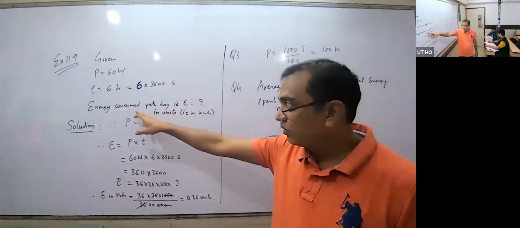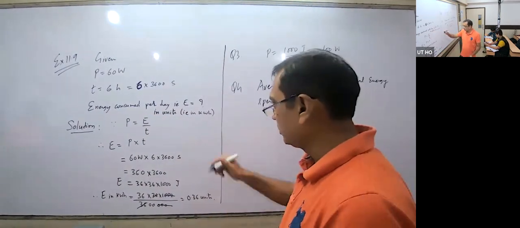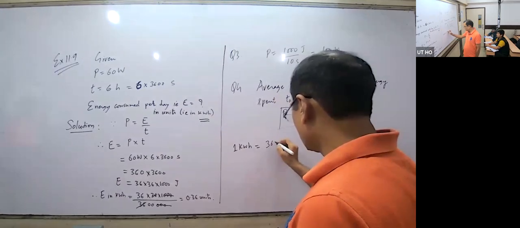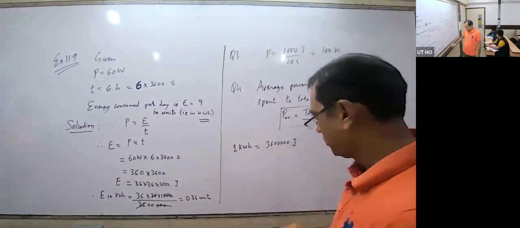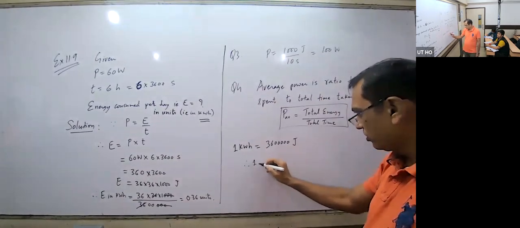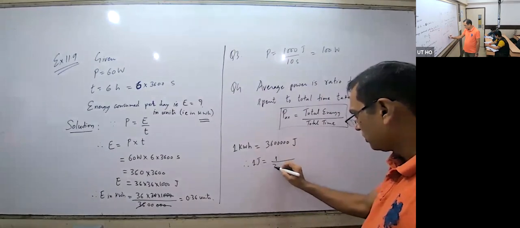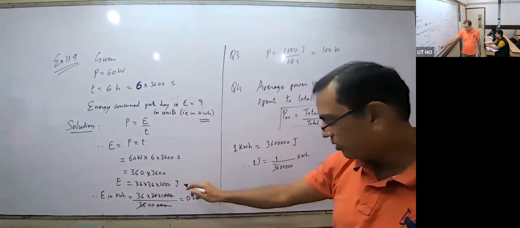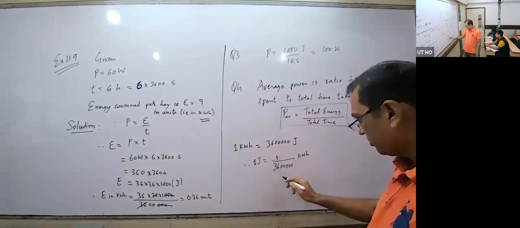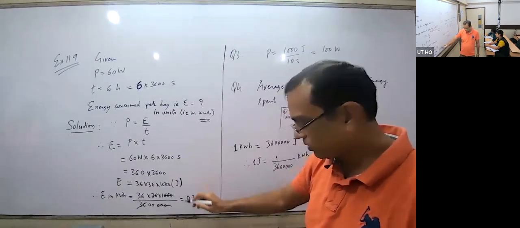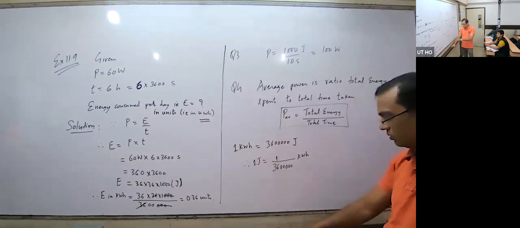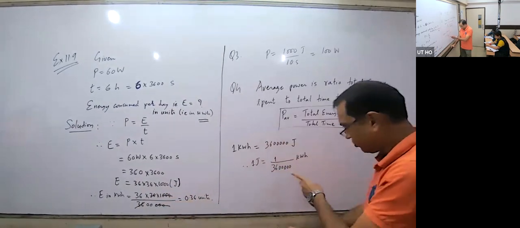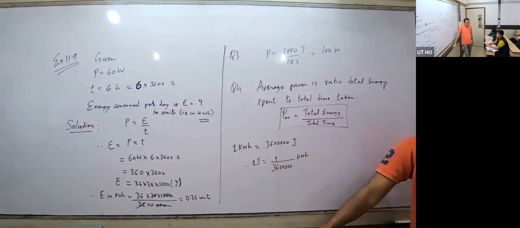Actually, in the question we have to calculate energy in units. So what is one unit? One unit is kWh. So what is the relation between kWh and joule? 1 kWh is equal to 3600,000 joule, right? Therefore, one joule is equal to 1/36 hundred thousand kWh. So 1 joule can be replaced by 1 by this kWh, and then you will get the answer in kilowatt hour. We have converted joule to kilowatt hour. If you have these many joules, you have to divide the joules by this figure.